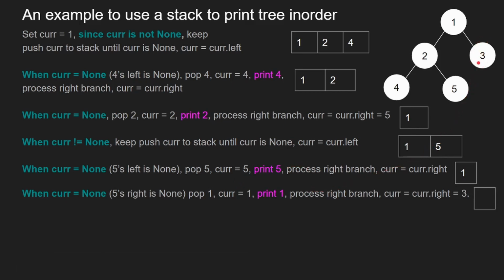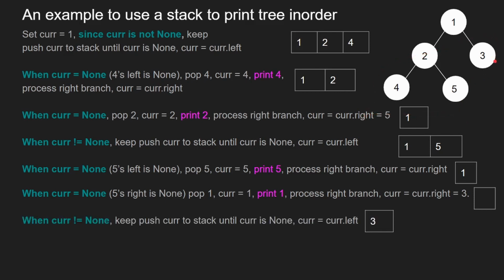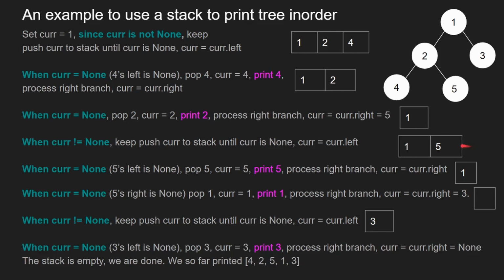And 1 has a right of 3. So since current is not none, you add 3 to the stack. And then since 3 doesn't have a left or right value, it's none, and the stack would be empty, then you pop it, then you print it, and since it has no right and the stack is empty, then you stop printing. So far you printed out 4, 2, 5, 1, 3.